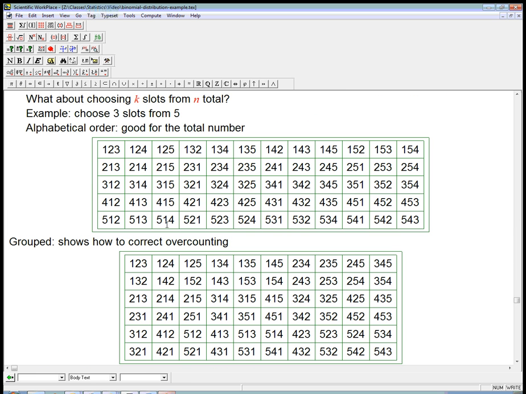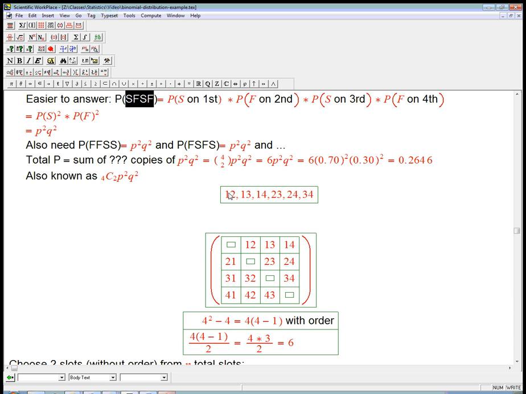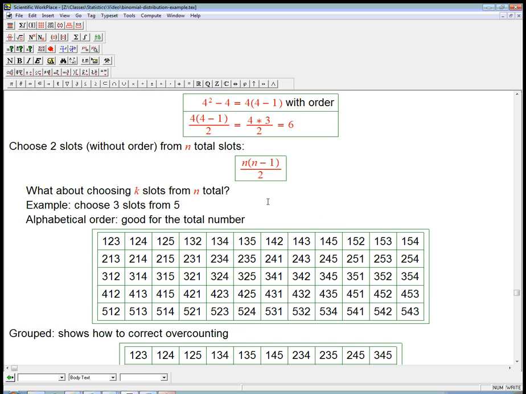What if we had a bigger number? What if we were choosing 3 slots from 5? Well, the first thing that we did up here was instead of just writing out SFSF, FFSS, we could symbolize that by, okay, let's say the first and the second slot are S, or the first and the fourth slot. Using numbers just makes it easier to figure it out.